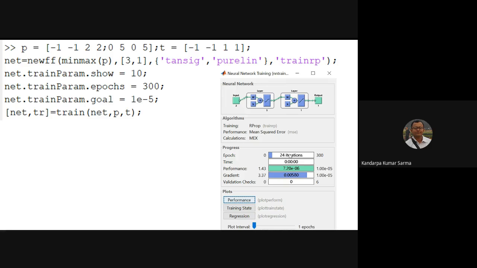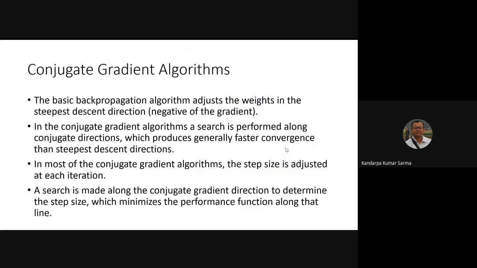Just 24 number of iterations are taken to reach or to cross the performance goal. So that was set at 10 to the power minus 5. That has crossed 10 to the power minus 6 in, say, 24 number of iterations. It's quite fast because its resilience prevents the fluctuation due to the variations generated for the use of tan sigmoid or log sigmoid functions.